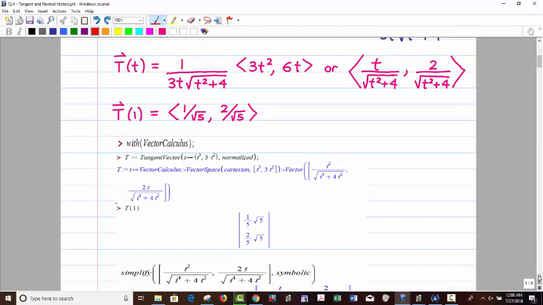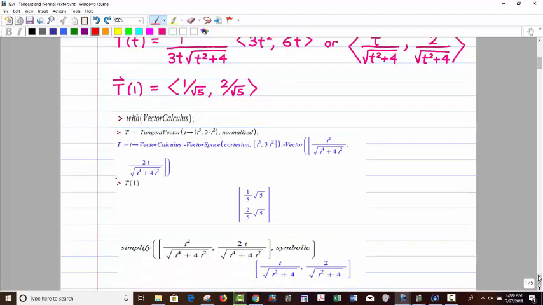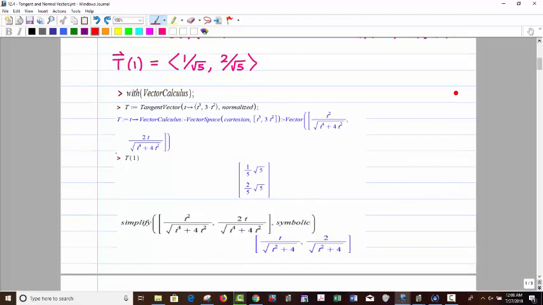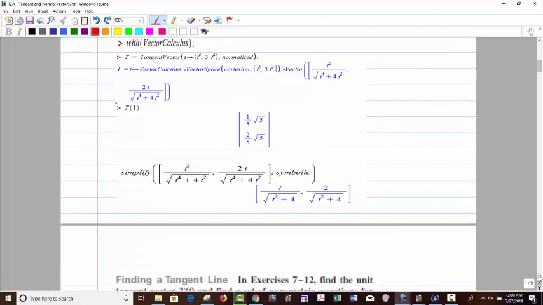I just showed off some Maple stuff here. Don't worry about any of that. I made it simplify the answer to make it look like what I got. But there it is at 1. So they rationalized it. 1 over the square root of 5 is the same thing as square root of 5 over 5, and then 2/5 square root of 5 is the same thing as 2 divided by square root of 5.